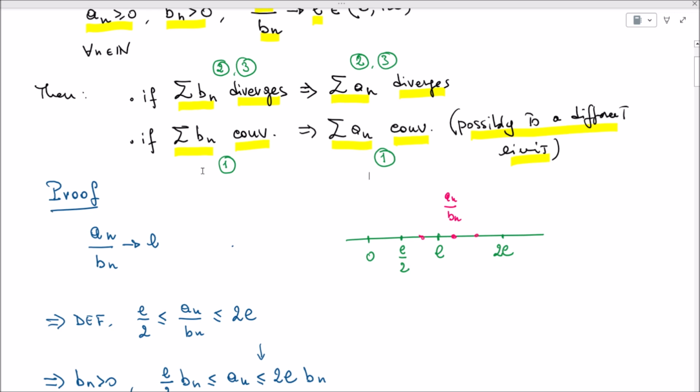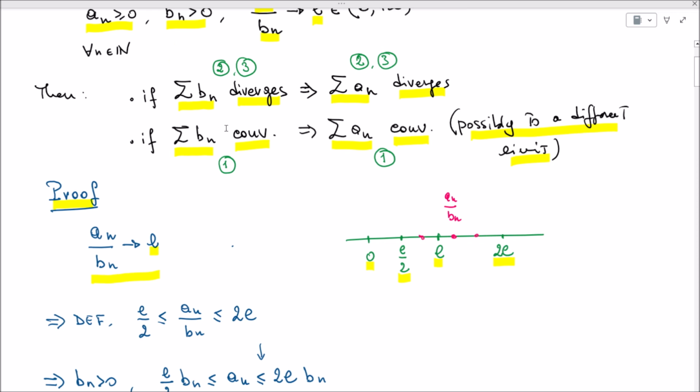Okay, so let's provide a proof of this criterion. And the proof is the following. Now, remember that we have in the hypothesis of applicability of the criterion that An over Bn will converge to a positive L. So L will be somewhere to the right of 0. And we will also consider now other 2 points on the real line. 2L, which will be another positive number sitting to the right of L, and L divided by 2, which is a positive number to the left of L.